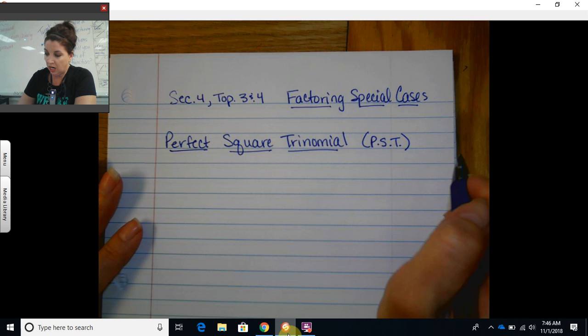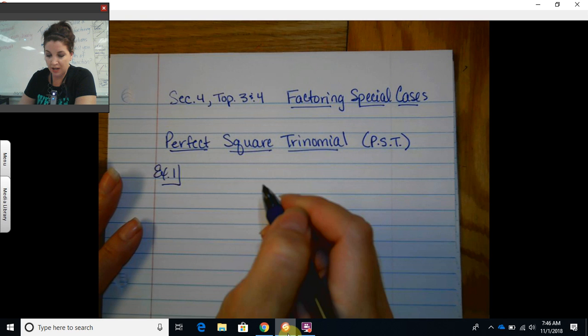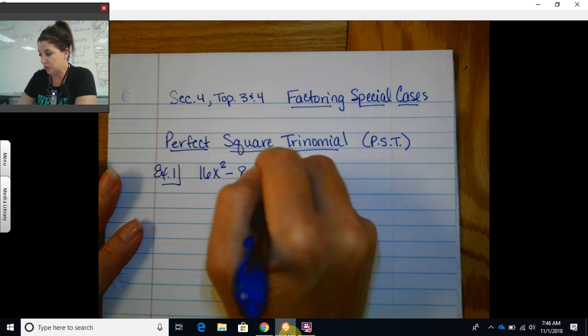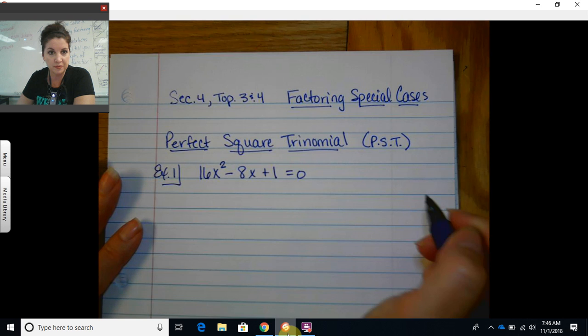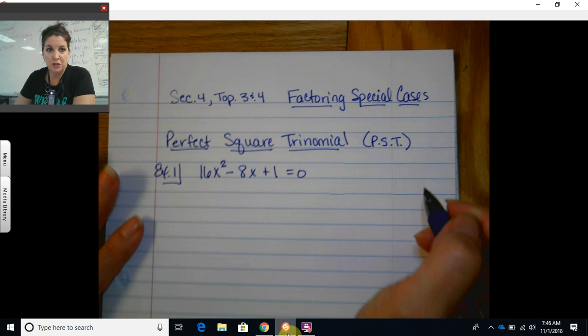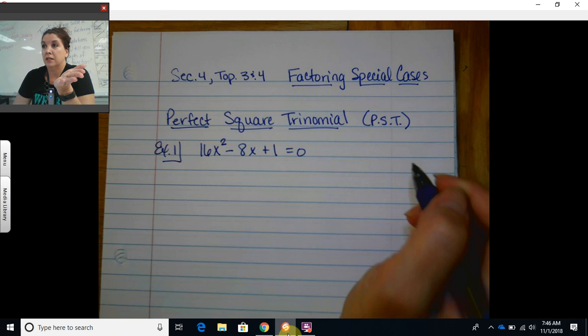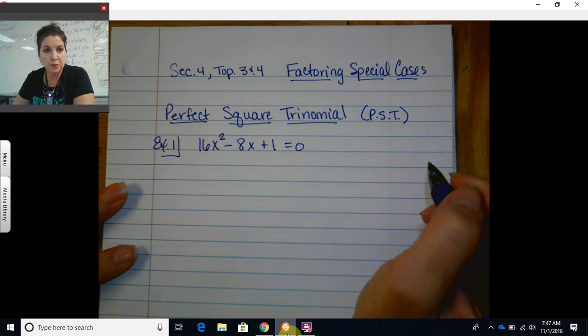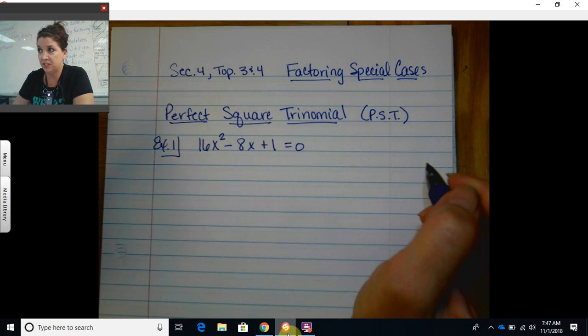Alright, in my first example, I have 16x squared minus 8x plus 1 equals 0. To start this off, I'm just going to factor it like normal, like we already know how to do, divide and slide. The first thing we do is get it set equal to 0 and in standard form if it is not already. Is this already in standard form set equal to 0? Yeah, so we're good there.